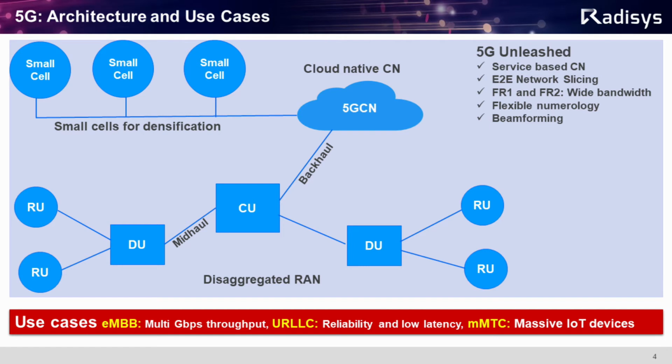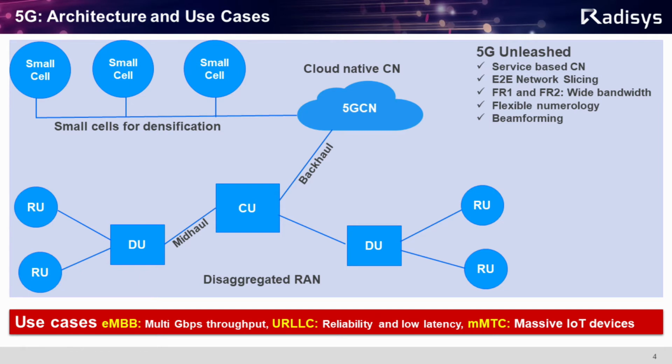You see this architecture of the network. The 5G CN is connected to the CU and DU in case of a disaggregated RAN. Through the backhaul, the CU connects to the 5G CN, and the DUs are connected to the CU through the mid-haul or the F1 interface. In case of small cell deployments, these small cells directly talk to the 5G core network.